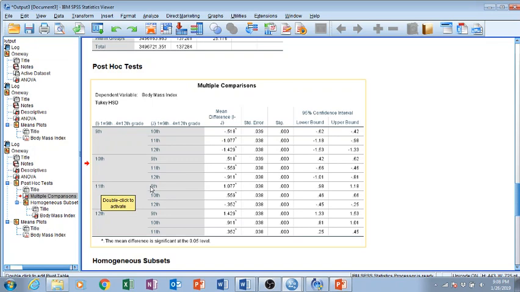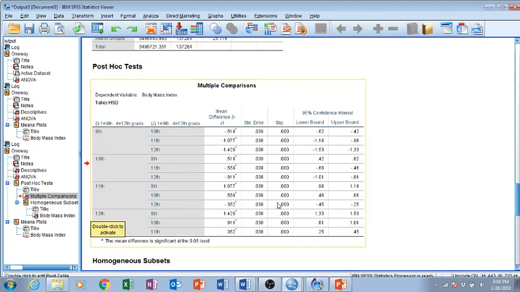9 to 11, now we've already looked at that, right? 11 to 10, we've already looked at that one, but here's a new one, 11 compared to 12th grade. Yep, that is statistically significantly different as well. Okay, so now I think this is all repeated, isn't it? This is all a repeat down here.